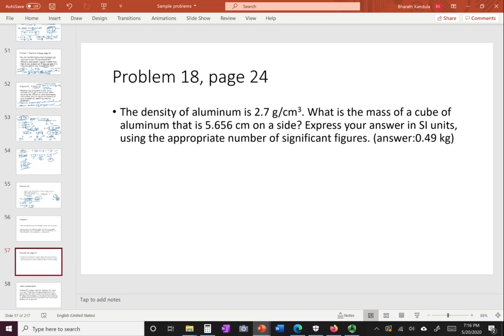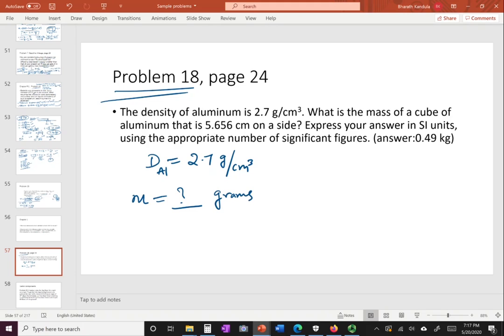Now let's do problem number 18, page number 24 in the textbook. The density of aluminum is given. So the density of this metal is 2.7 gram per cubic centimeter. We need to find the mass of a cube of aluminum that is 5.656 centimeters on a side. Now let's draw a cube here. So that's a cube, length. So the volume of the cube is length cube.